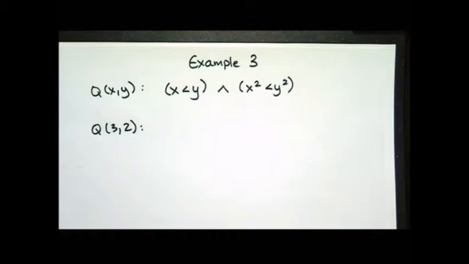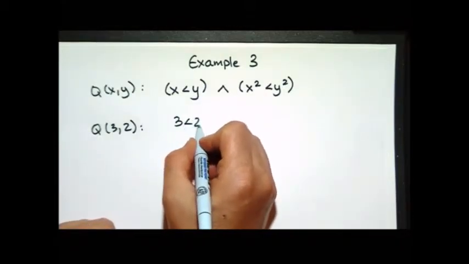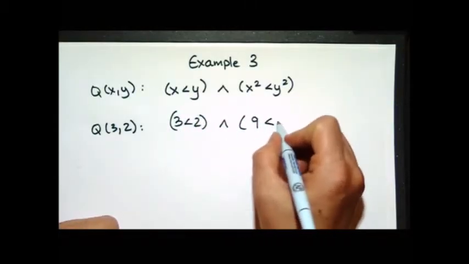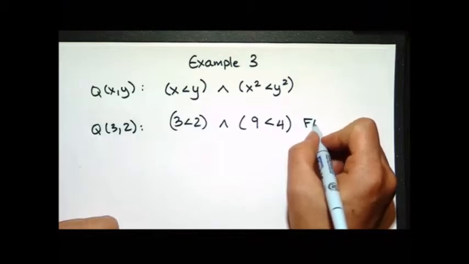Did everybody plug it in? Check it with your neighbor and see if you got the same thing. Okay, so we should have put down 3 less than 2 and 9 less than 4. This is clearly false, right?